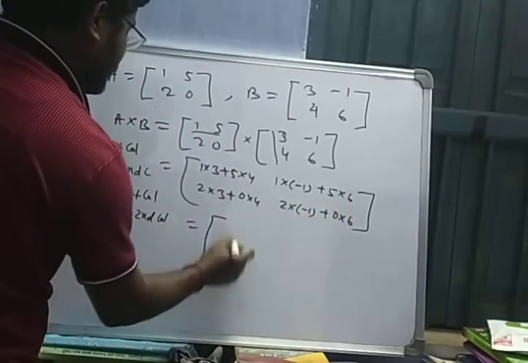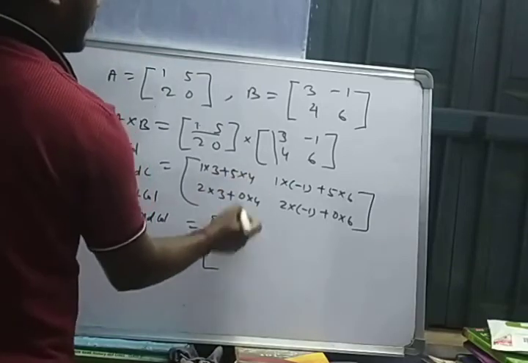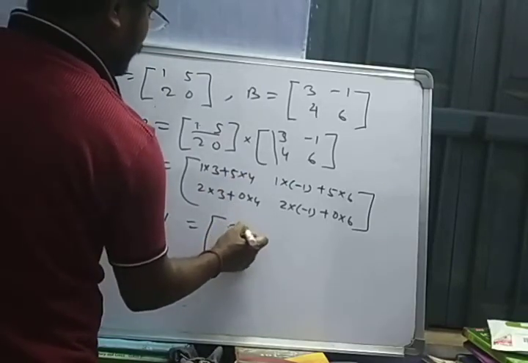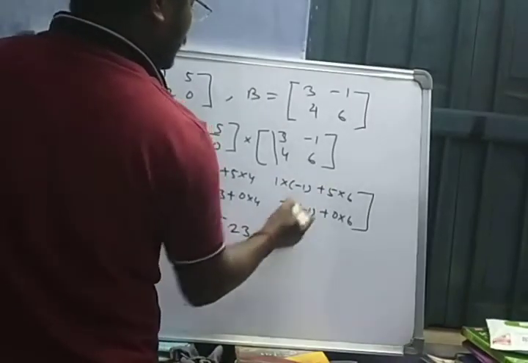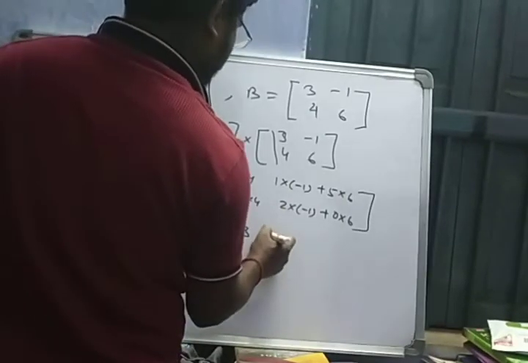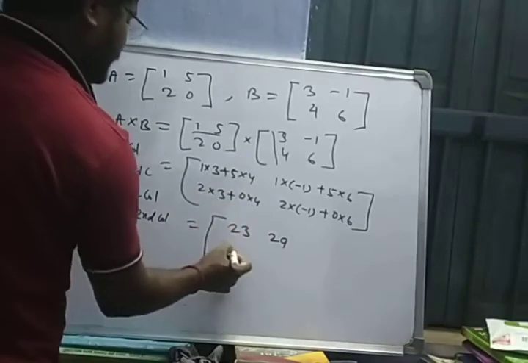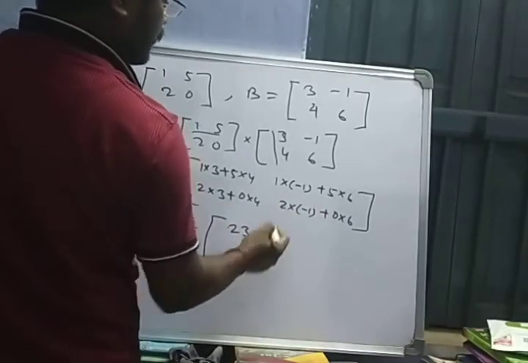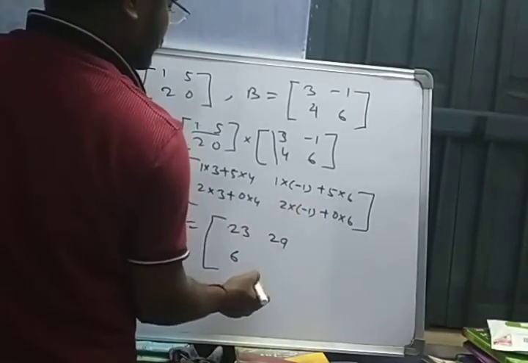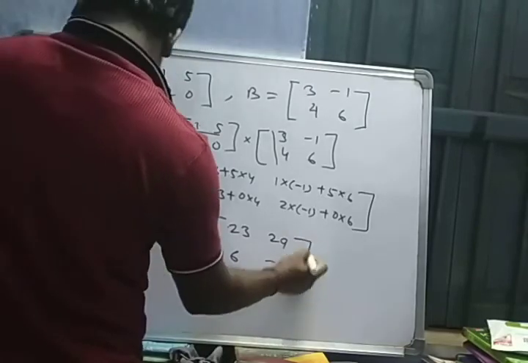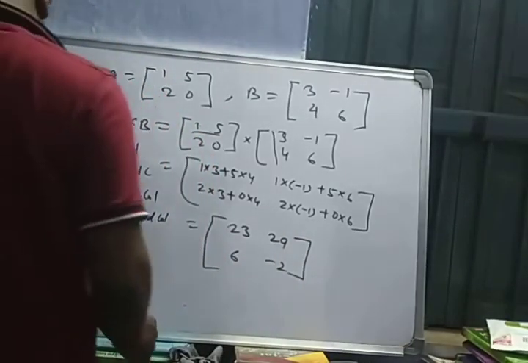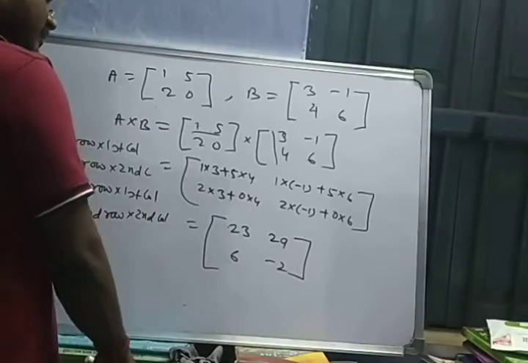Then 3 plus 20, 23. Minus 1 plus 30, 29. 6. Minus 2. So we get 23, 29, 6, minus 2. Okay.